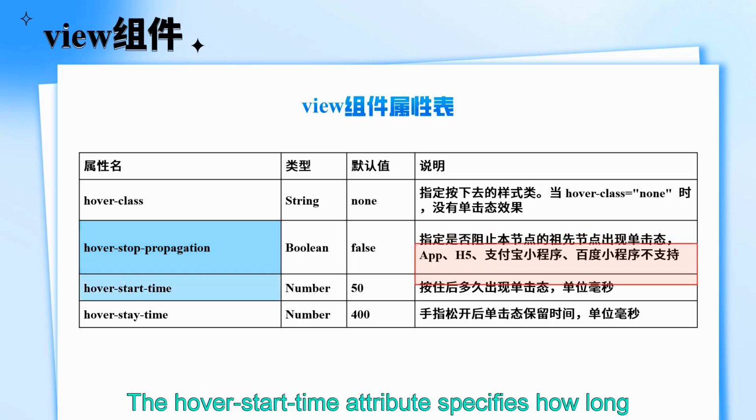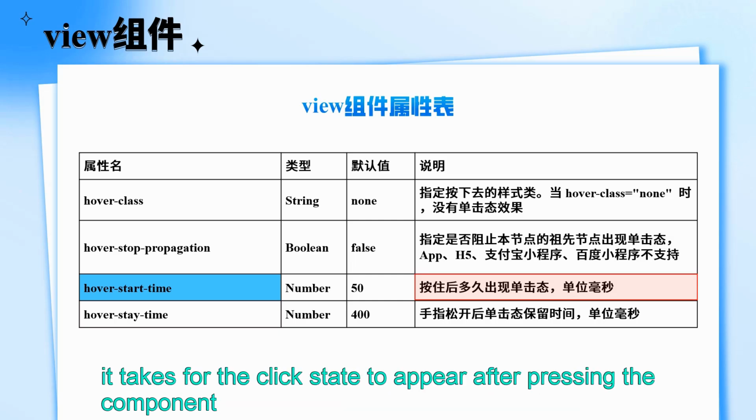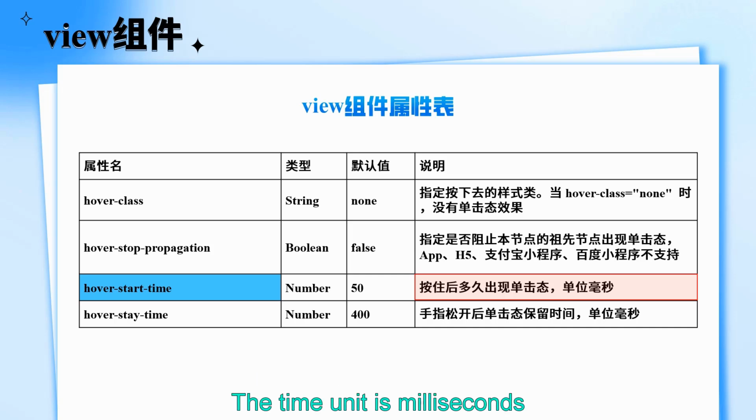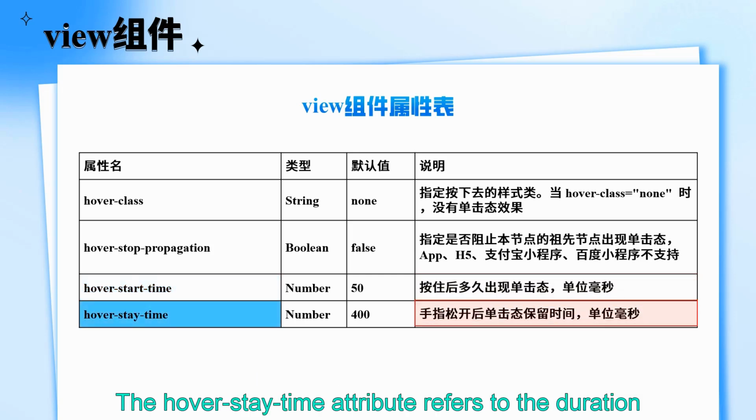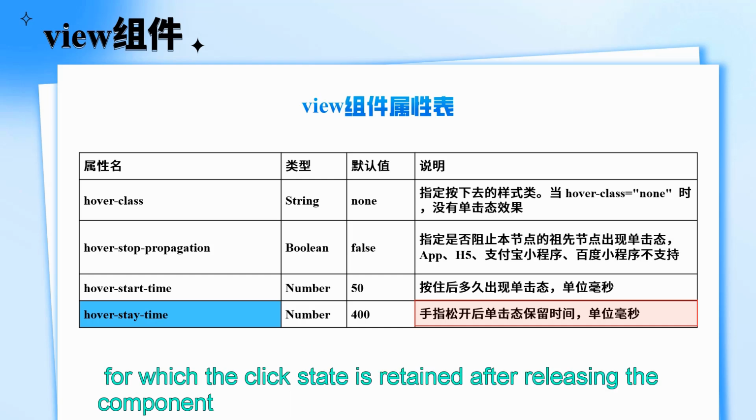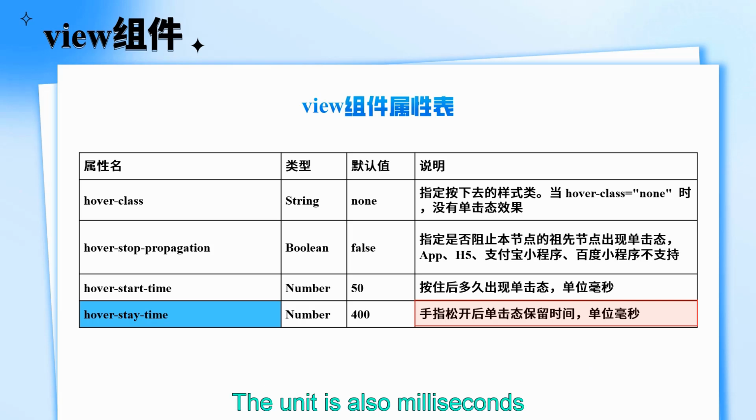The hover start time attribute specifies how long it takes for the click state to appear after pressing the component. The time unit is milliseconds. The hover stay time attribute refers to the duration for which the click state is retained after releasing the component. The unit is also milliseconds.